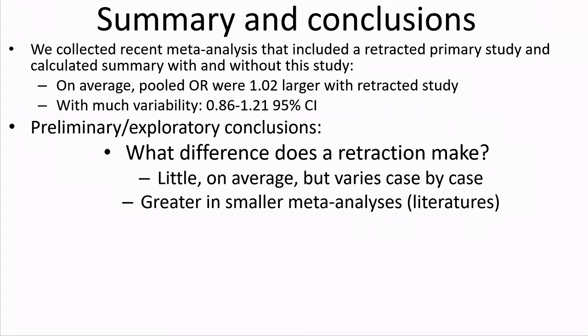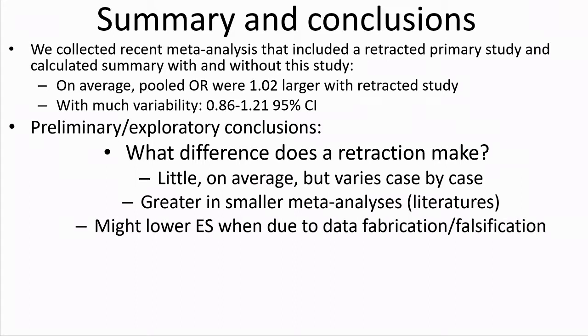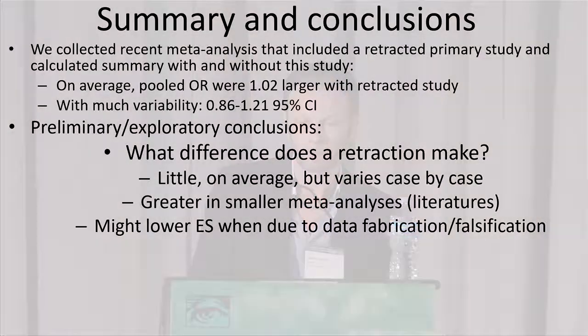First of all, because smaller literatures are going to be more impacted by a retraction, but also because in the case of fabrication and falsification, we seem to observe, and it seems plausible to hypothesize, that the overall summary estimate might actually go down. So we might be misled in believing effects or treatments when in reality this is based on false and made-up data.